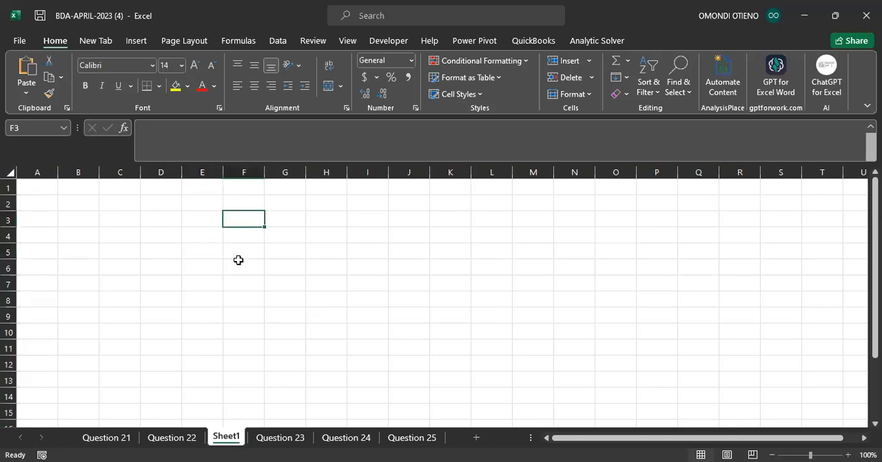So let's have this. Actually, we want to look at labor hours. We want to look at labor hours and total labor cost, or total cost. So total cost here, labor hours and total cost.